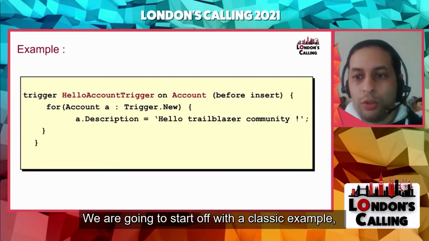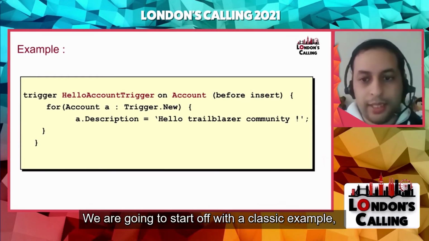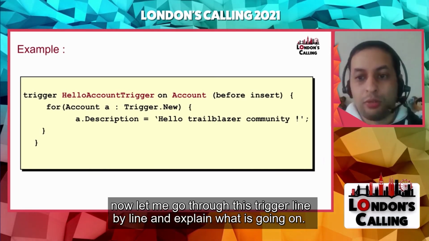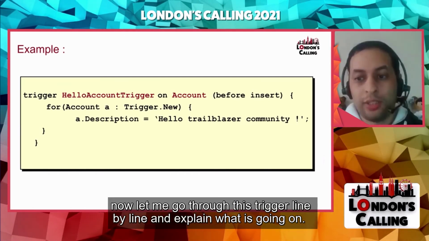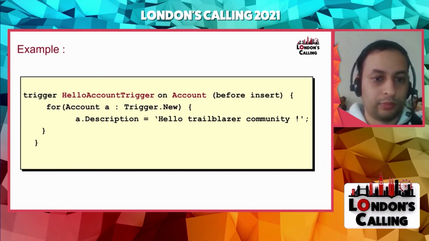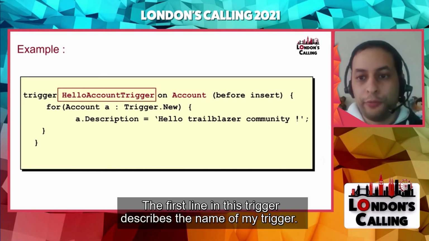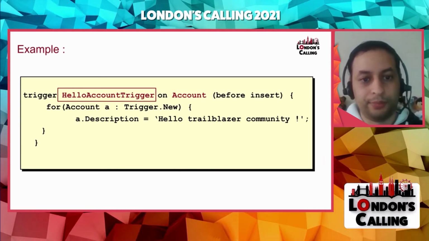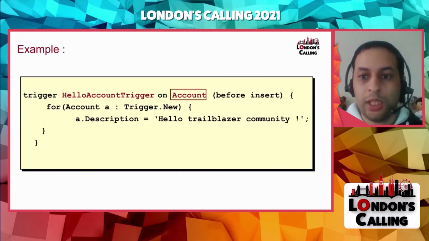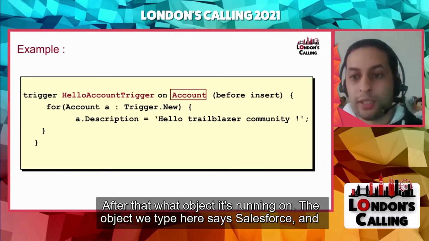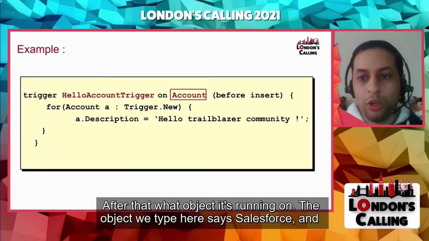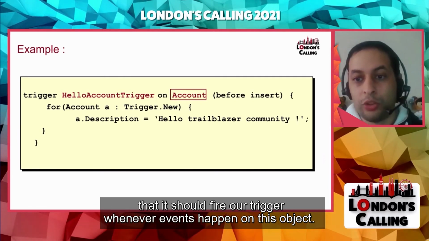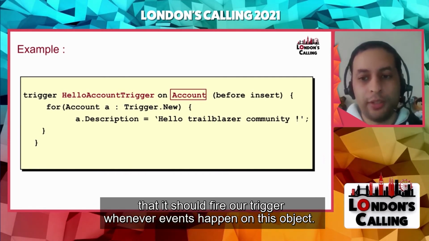We are going to start off with a classic example. Now, let me go through this trigger line by line and explain what is going on. The first line in this trigger describes the name of my trigger, and after that, what object it's running on. The object we type here tells Salesforce that it should fire our trigger whenever events happen on this object.